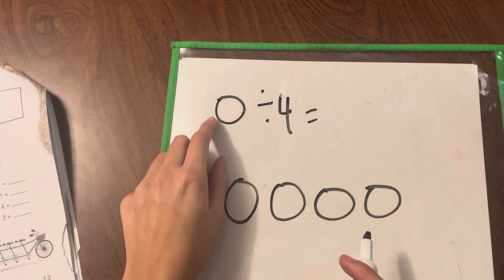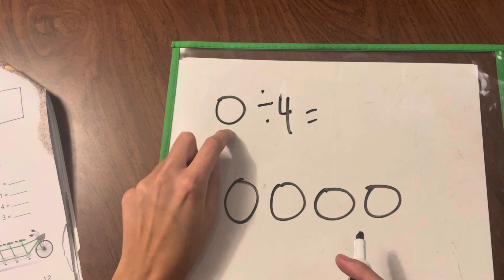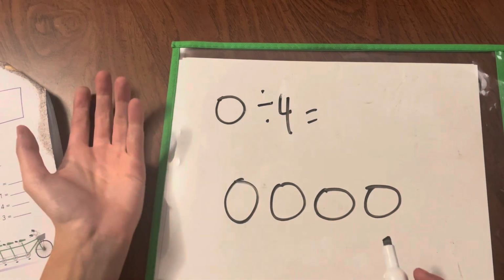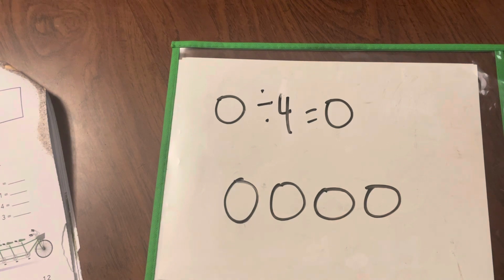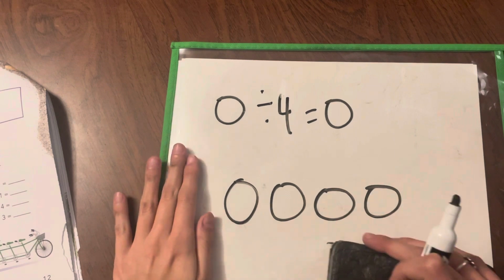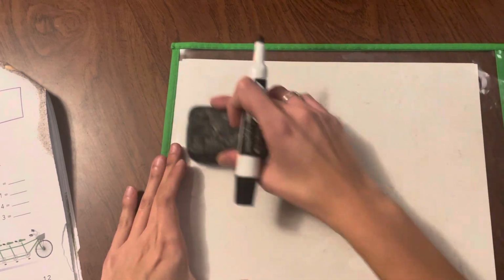0, right? So any time that you have the dividend being 0, then your answer is going to be 0 because you have 0 dots to start with, so you absolutely have 0 dots in each of your groups, right? So that makes perfect sense.